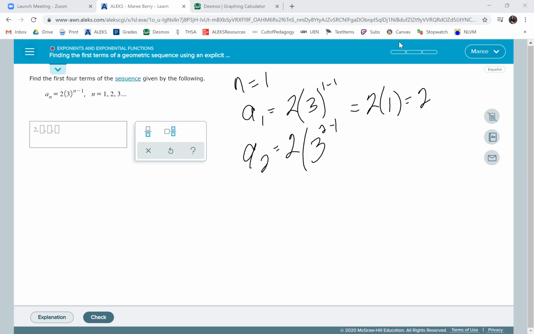For my second term, we're going to have a sub 2 equals 2 times 3 to the 2 minus 1. So that's 2 times 3 to the first, which is 3. So your next term is 6. So we'll plug in a 6.